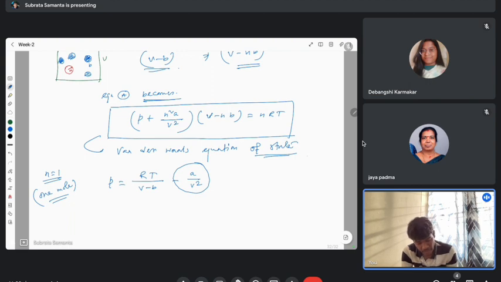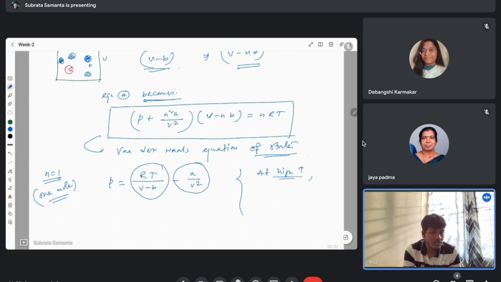Now we are going to high temperatures. At high temperature, which term dominates? At high temperature, RT by V minus b is dominant rather than a by V squared. So this term will be dominant.